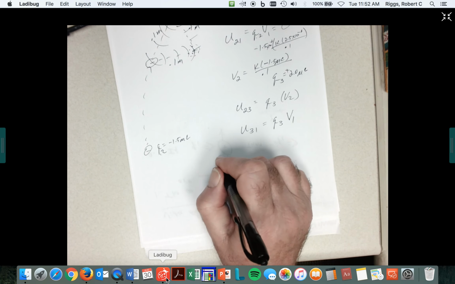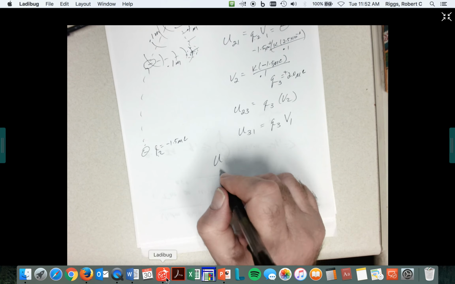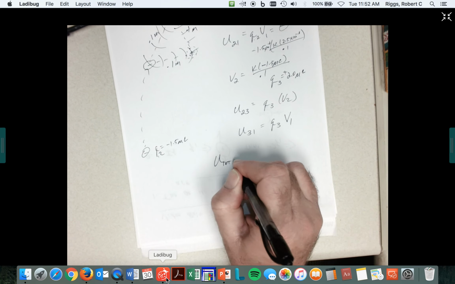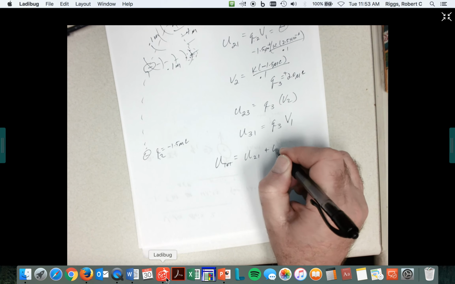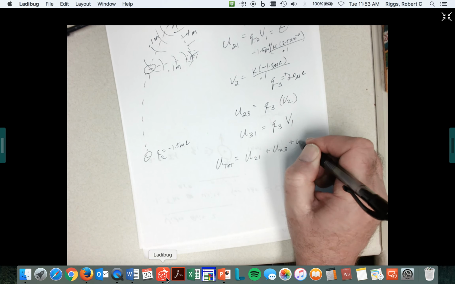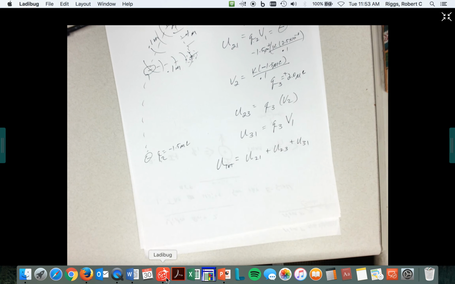So the total energy to build this thing is equal to U21 plus U23 plus U31. Or you can label them the other way if you want. See how that works? Okay.